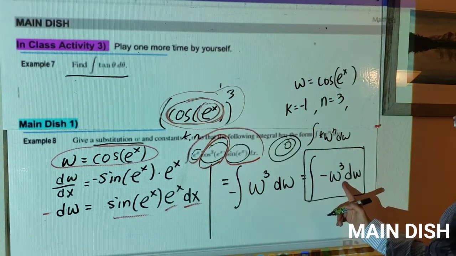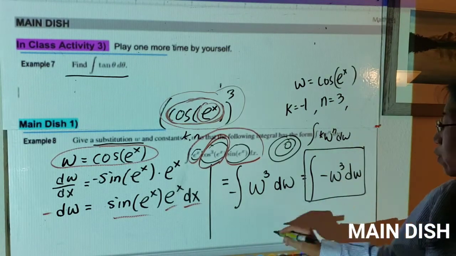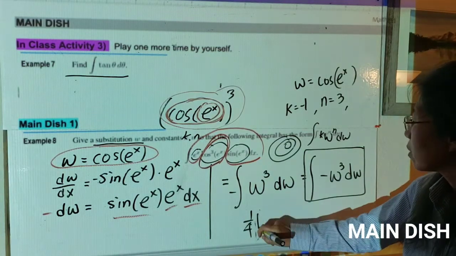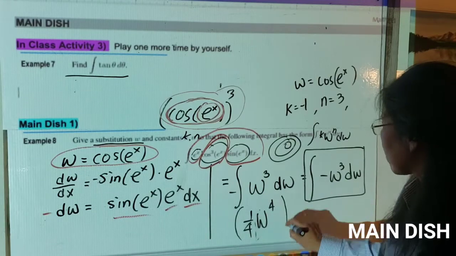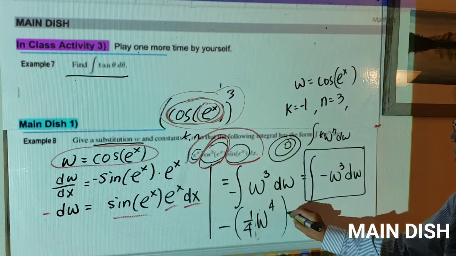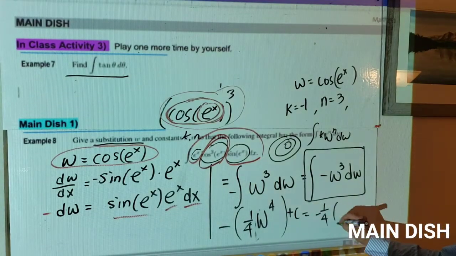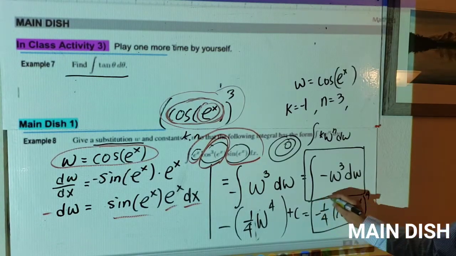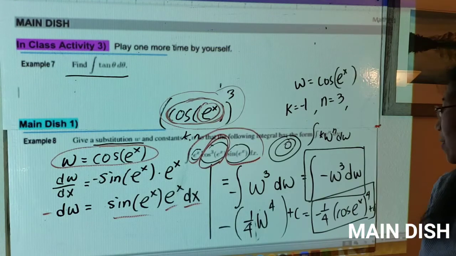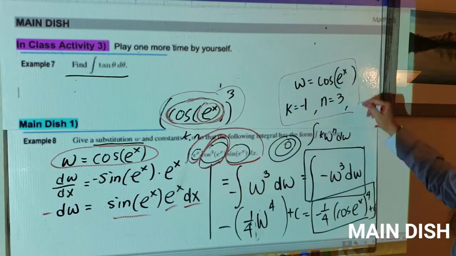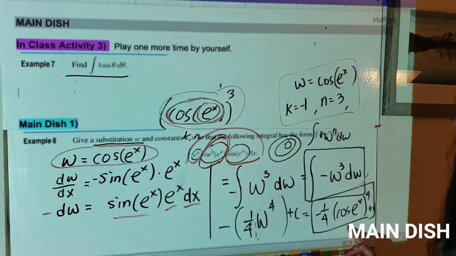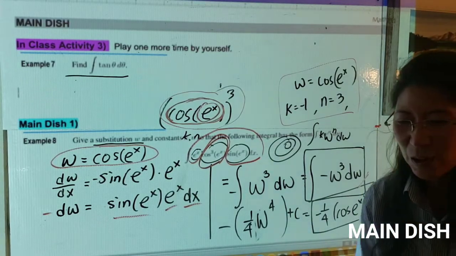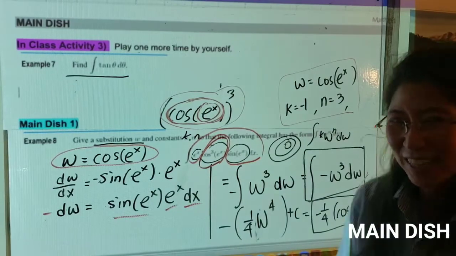If you go back, you can take the antiderivative, which is 1 over 4 w to the 4th power, and then there is going to be a negative. So if you plug in w, and don't forget c, that was your antiderivative. Your answer is this, and you may see it on the homework, but if you take the integral, that's what you're going to get. Okay, I hope this main dish was pretty fun. Let's continue.